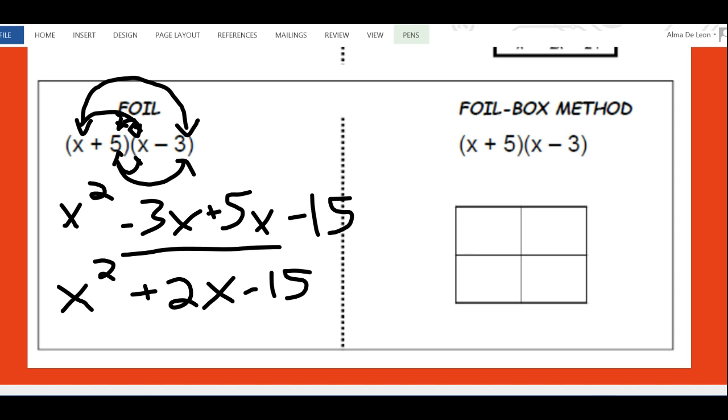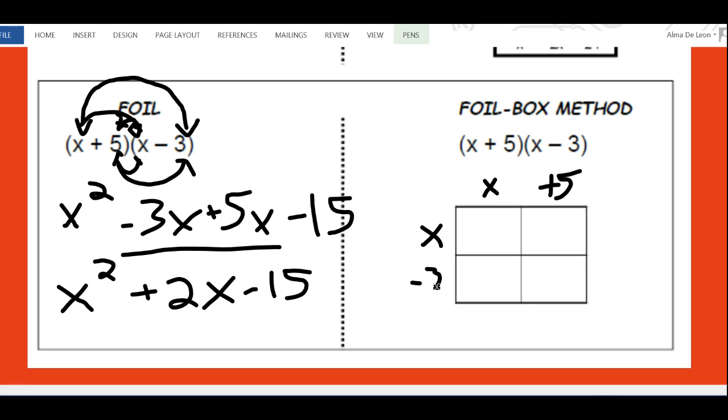And basically the FOIL box method works by taking each term and assigning it either a row or a column. In this case, x plus 5 consists of two terms, and so I'm going to have to use one column for each term. I'm going to put x on one column and the positive 5 on the second column. Now for the second binomial, x minus 3, I'm going to put the x in one row by itself and -3 in another row by itself. So I ended up with a 2x2 box.